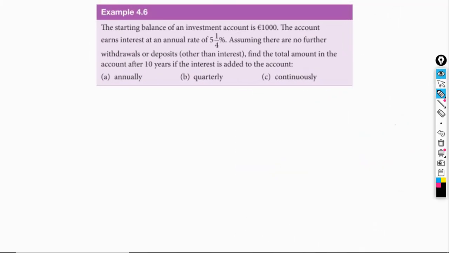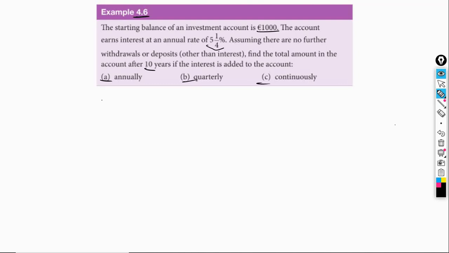Okay, so next we're going to take a look at example 4.6. And it says the starting balance of an investment account is 1,000 euros. The account earns an interest rate of 5.25%. Assuming there are no further withdrawals or deposits other than interest, find the total amount in the account after 10 years if the interest is added to the account. Okay, so that's just compounded interest. A, annually, B, quarterly, and C, continuously.